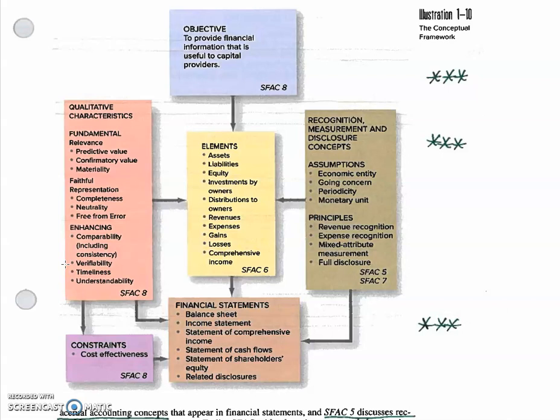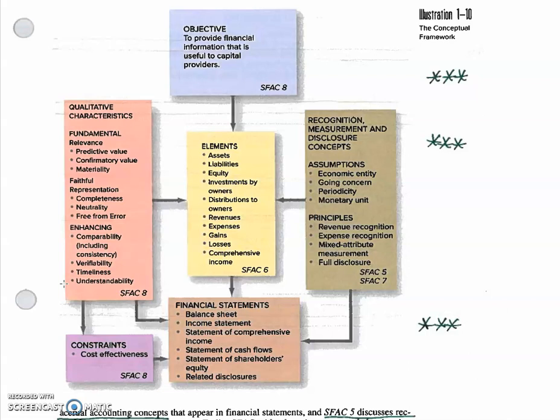So historical cost is often referred to as highly verifiable. Two or more people working independently, applying the same rules, would come to the same value for historical cost. Timeliness means it's provided before it's needed for the decision. And understandability means it's presented in a way that the user can understand.